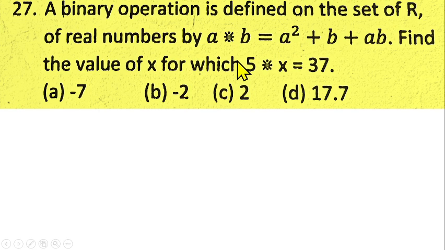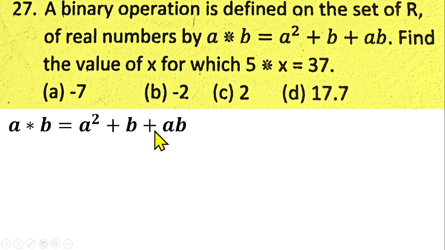Question number 27 is from binary operation. Sorry for that. A binary operation is defined on the set of real numbers by a asterisk b equals a squared plus b plus ab. We have to find the value of x for which 5 asterisk x is equal to 37. So you have been given the rule: a asterisk b equals a squared plus b plus ab. So you have to simplify 5 asterisk x to be equal to 37.